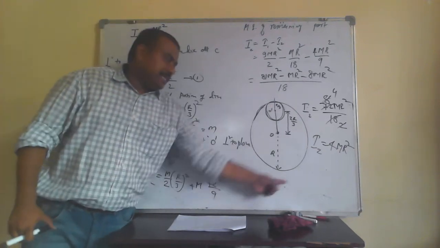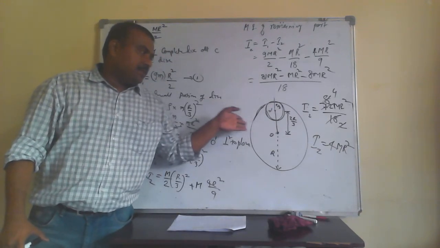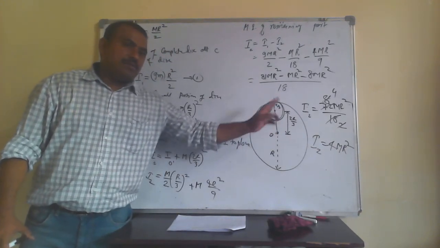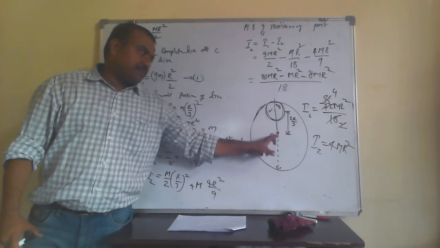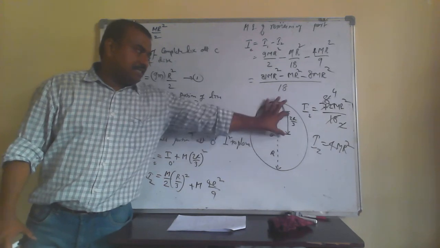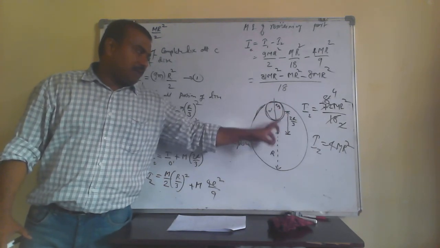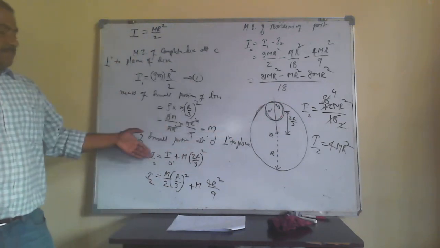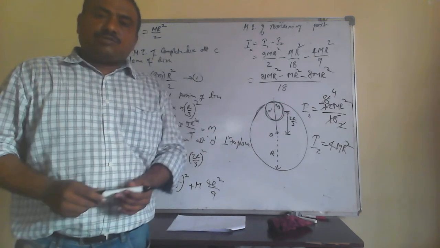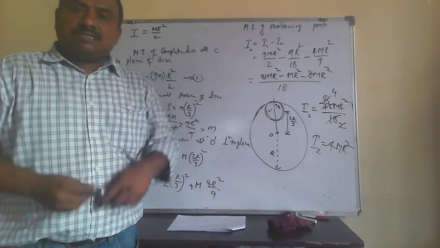For the complete disk of mass 9m, about the center it is 9m into r square by 2. For the small portion, you have to use the parallel axis theorem, because the axis is at a distance, and these are parallel axes. The mass also you have to calculate, and I have calculated it. Like this you solve the problems and try for others. Best of luck.